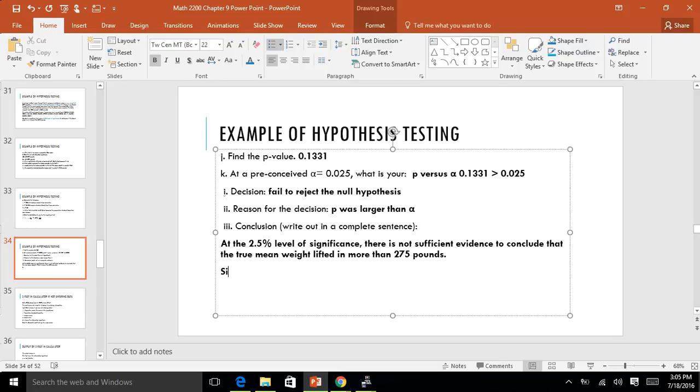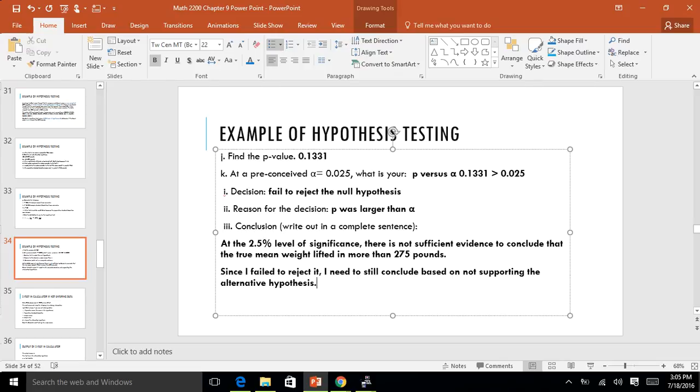Okay, since I failed to reject it, I need to still conclude based on not supporting the alternative. I don't know if that helps, but it might.